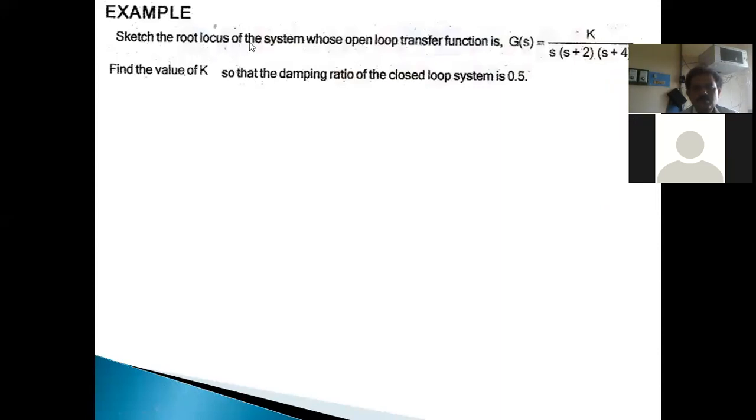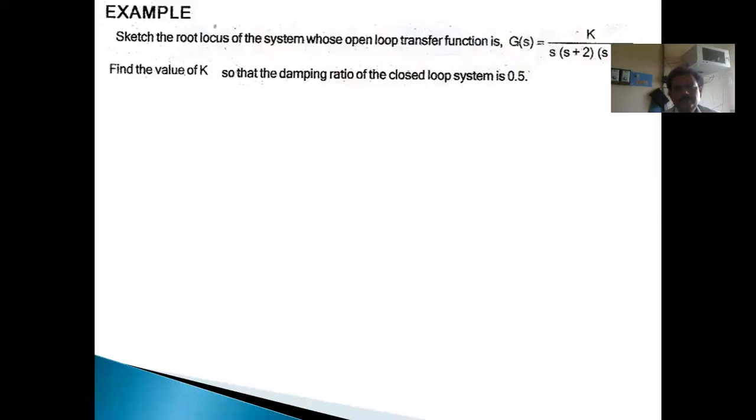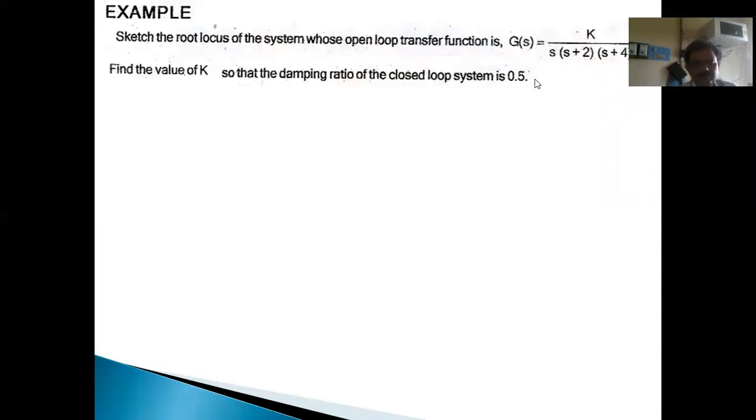Example: sketch the root locus of the system whose open loop transfer function is G(s) = K / (s(s+2)(s+4)). Okay, so this was the open loop transfer function given, and this is the first step. The second step is we have to find out the K value so that the damping ratio is 0.5.